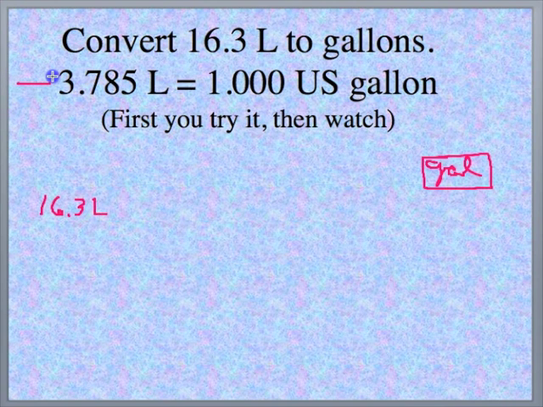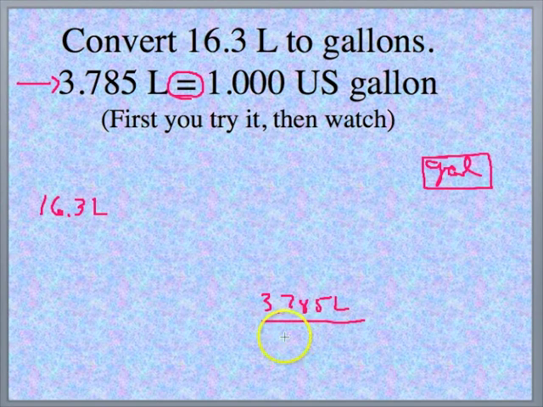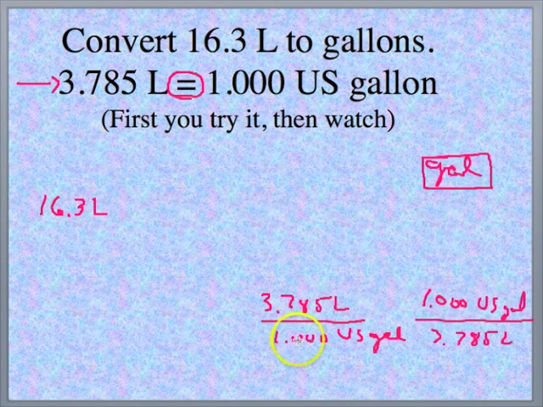Now, here we have a conversion. 3.785 liters equals 1 US gallon. That's an equivalence, isn't it? And as an equivalent, we can write this in one of two ways. We can write it as 3.785 liters in the numerator and 1.000 US gallons in the denominator, or we can write the inverse. Because these two numbers here share the same value in the context of the units that they have. They mean the same thing.